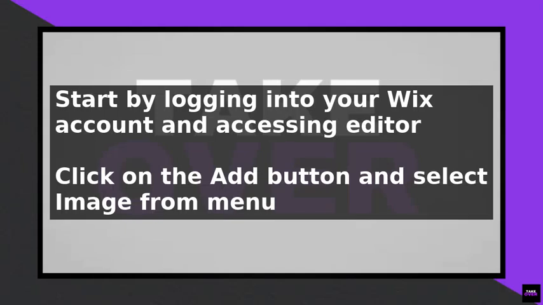To add a logo to your Wix website header, start by logging into your Wix account and accessing your website editor. From the editor, click on the Add button in the top menu bar and select Image from the drop-down menu. Next, select the Upload Your Own option and choose the logo file from your computer.